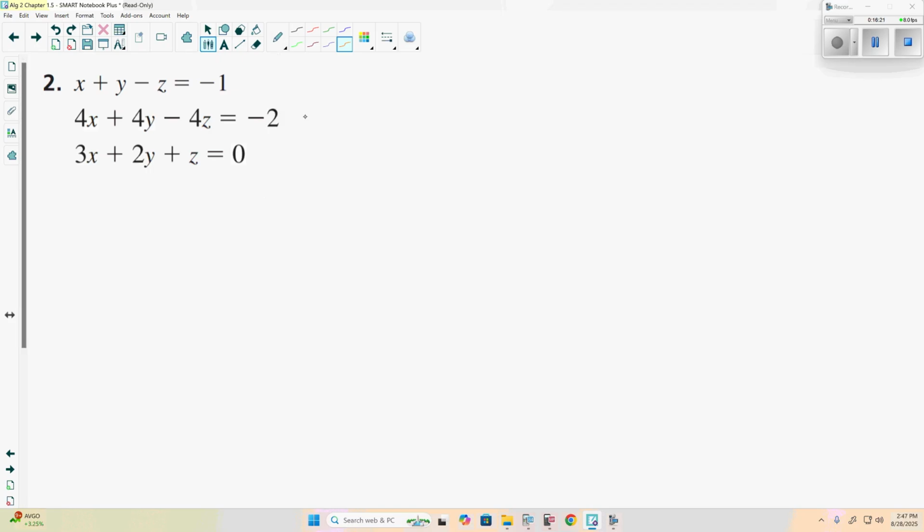So since we're using x, we would want to use the top equation as our eliminator equation because we can easily turn x into 4x by multiplying it by 4 and x into 3x by multiplying it by 3. So the equations we are not using as the eliminator equations, we'll rewrite them here.